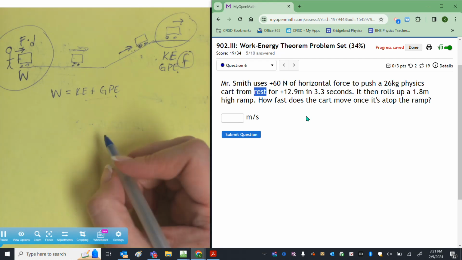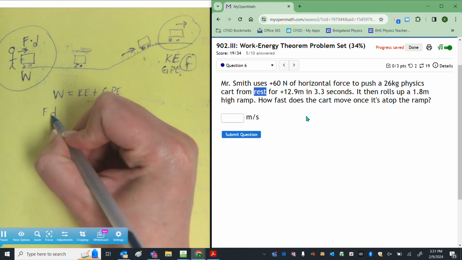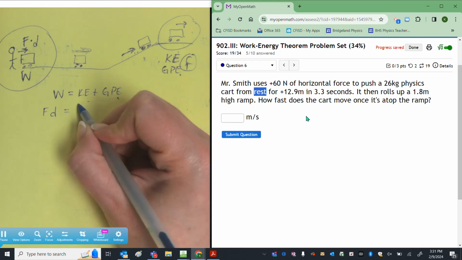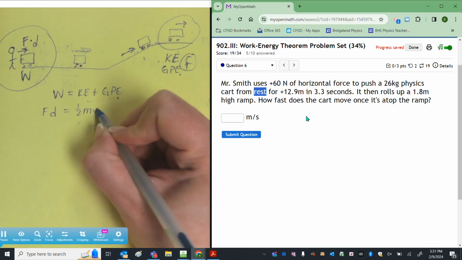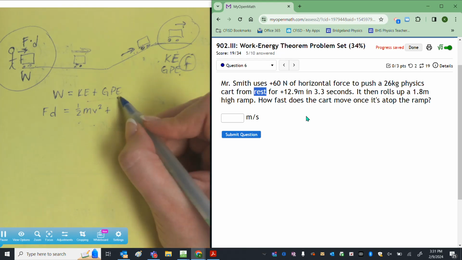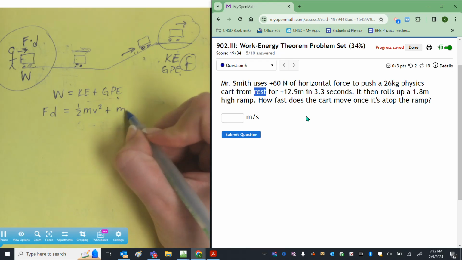So again, plug in the variables. They don't tell me the work. They give me a force and a displacement. So I'm going to set that equal to, they don't give me a kinetic energy, or they don't ask for it, they ask for how fast. So we want that velocity. Let's put those variables in, 1/2 mv squared. And then again, they don't give me a GPE, they instead give me a height of this ramp. So we need to put the variables in.